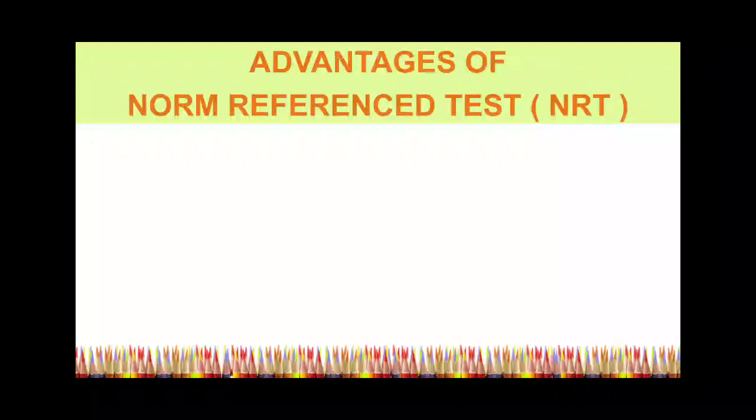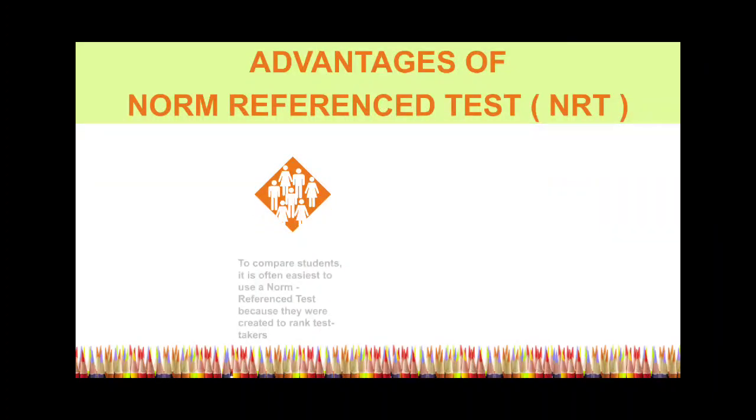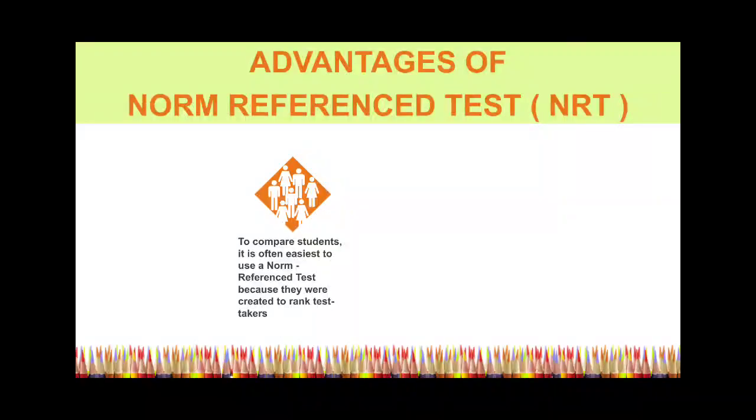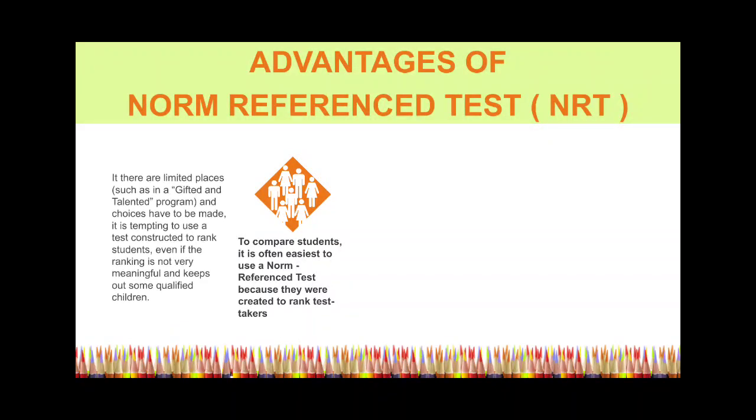So, what are the advantages of norm reference tests? It compares students. It is often easiest to use an NRT because they were created to rank test takers. If there are limited spaces, such as in a gifted and talented program, and choices have to be made, it is tempting to use a test constructed to rank students, even if the ranking is not very meaningful and gives out some qualified children.